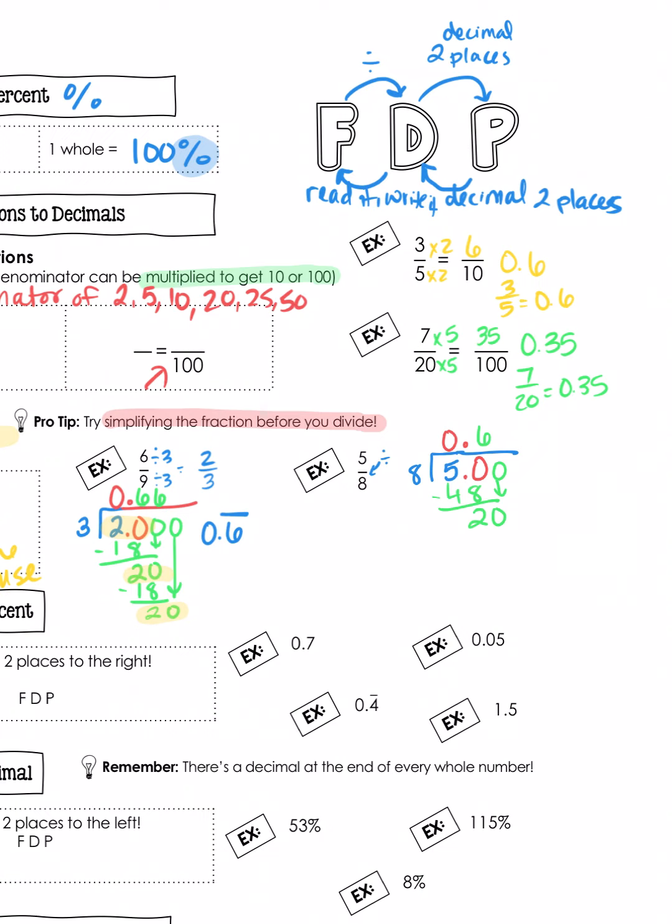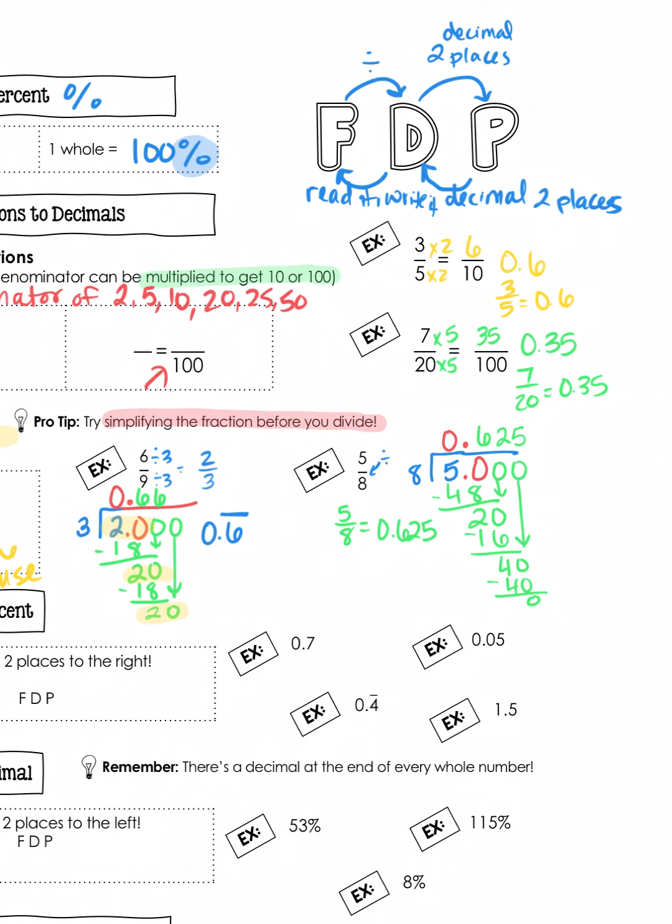So 8 times 2 is 16. Subtract and I get 4. Keep going. I add another 0 and bring it down. 8 can go into 40 5 times, which is 40. I subtract and I get 0. So that is a terminating decimal because it ended with a remainder of 0. So 5/8 is equal to 0.625, 625 thousandths.